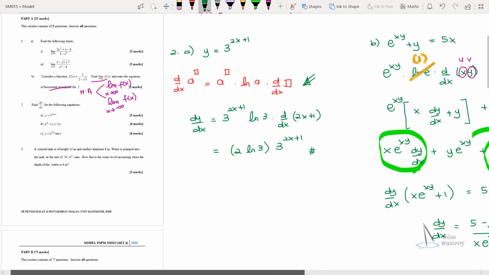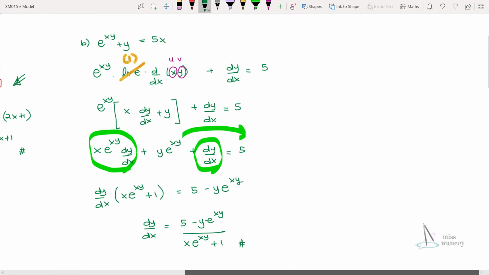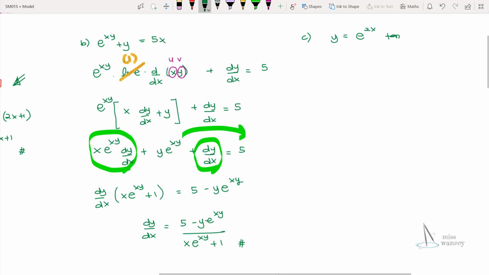So now 2c. y equal to e^(2x) tangent x. Right, so basically, again, we have a product between the exponential and a trigonometric function. So one of them will become u, another one will become v, and then we're going to use the product rule for them.